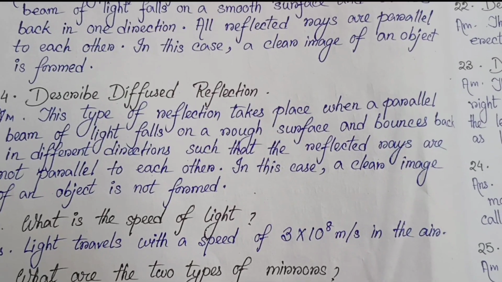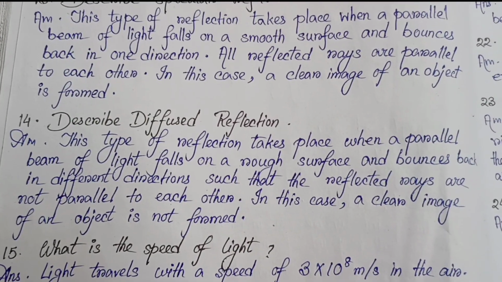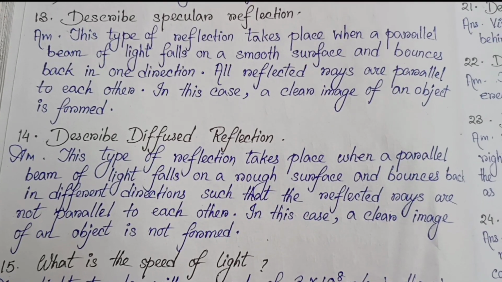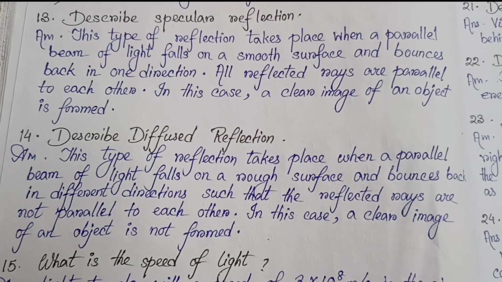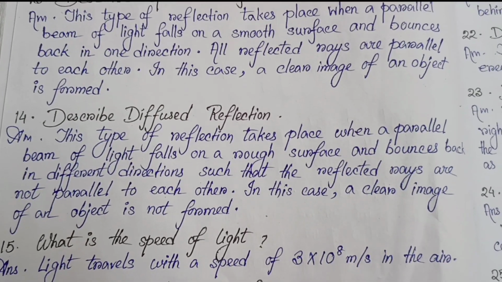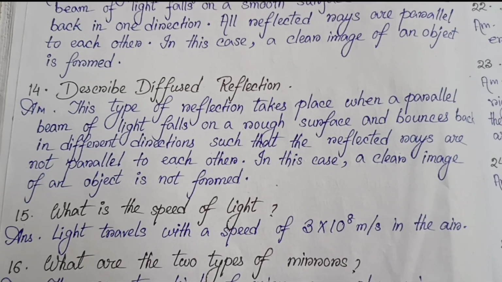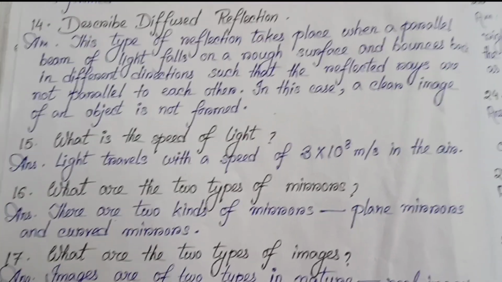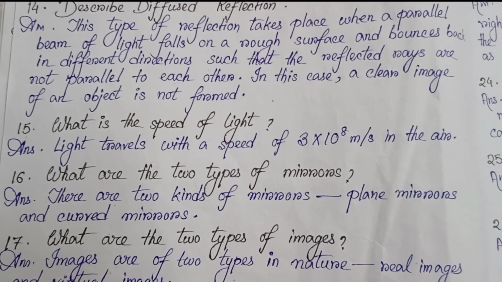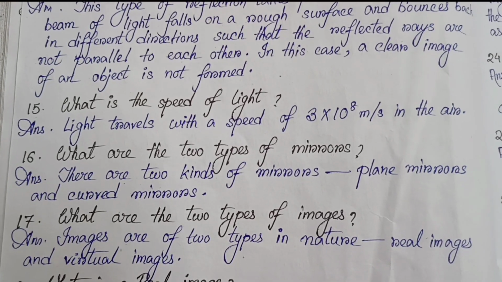Number 14. Describe diffused reflection. This type of reflection takes place when a parallel beam of light falls on a rough surface and bounces back in different directions such that the reflected rays are not parallel to each other. In this case, a clear image of an object is not formed. Number 15. What is the speed of light? Light travels with a speed of 3 into 10 to the power 8 m/s in the air.